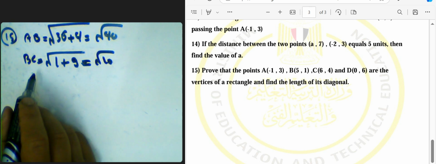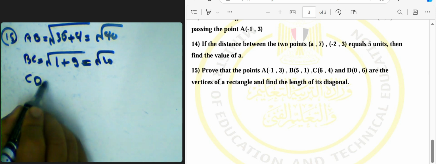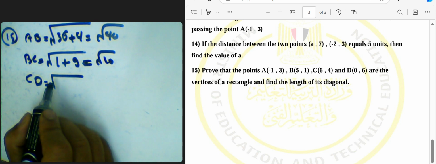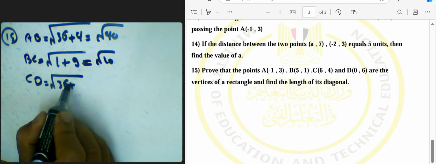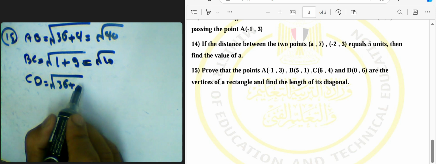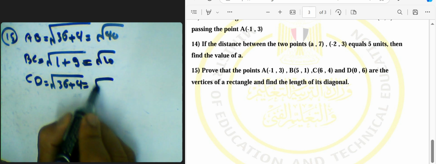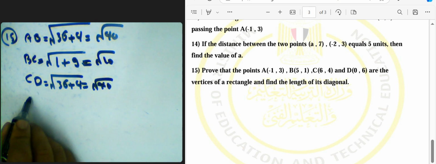It's BC. And CD, square root of 0 minus 6, it will be negative 6. Power 2 equals 36. And 6 minus 4, it will be 2. 2 power 2, it will be 4. The result will be square root of 40. And what about DA?